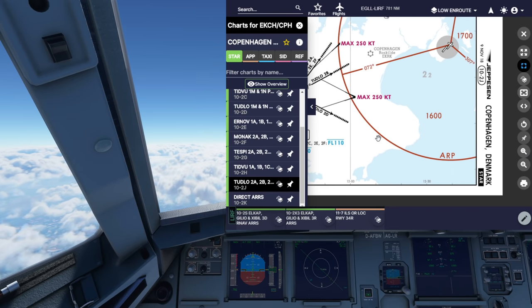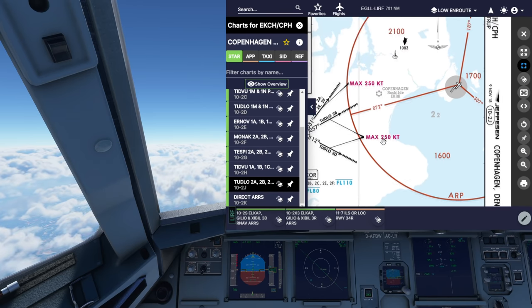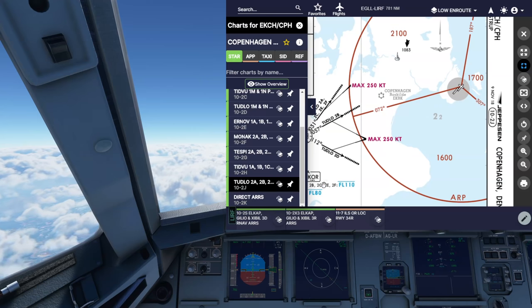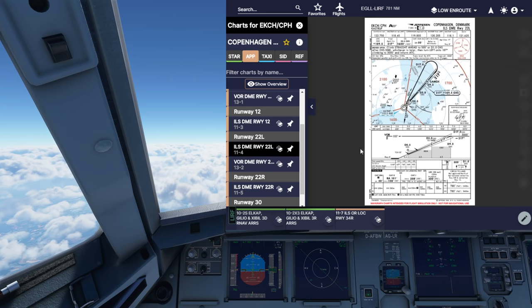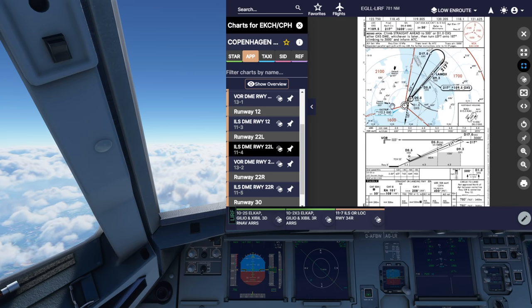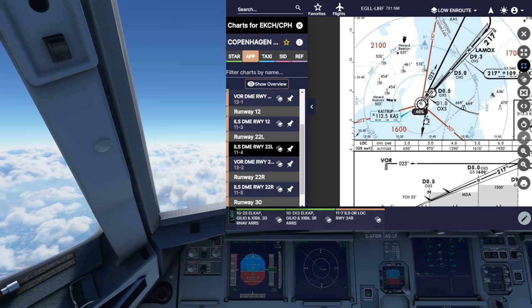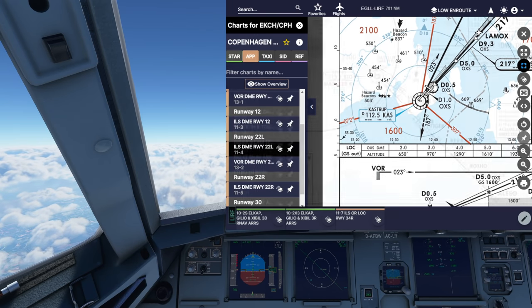Now, you've got to be careful with terrain and other restrictions, obviously, but these do not sync up. They do not lead directly to the approach, so they are designed for air traffic control to then vector you, for example, onto your ILS for 22 left or something like that. So that is one slight difference there.